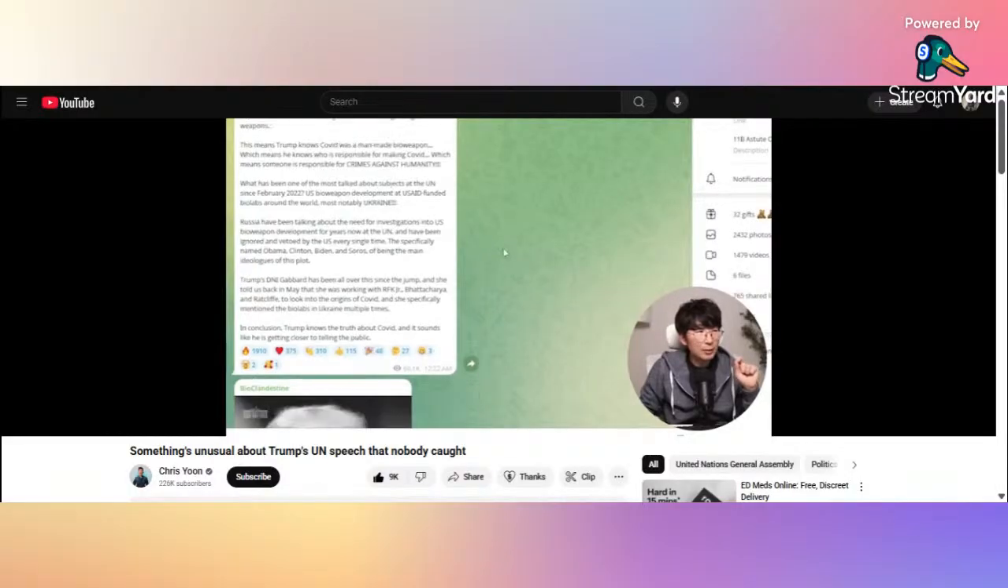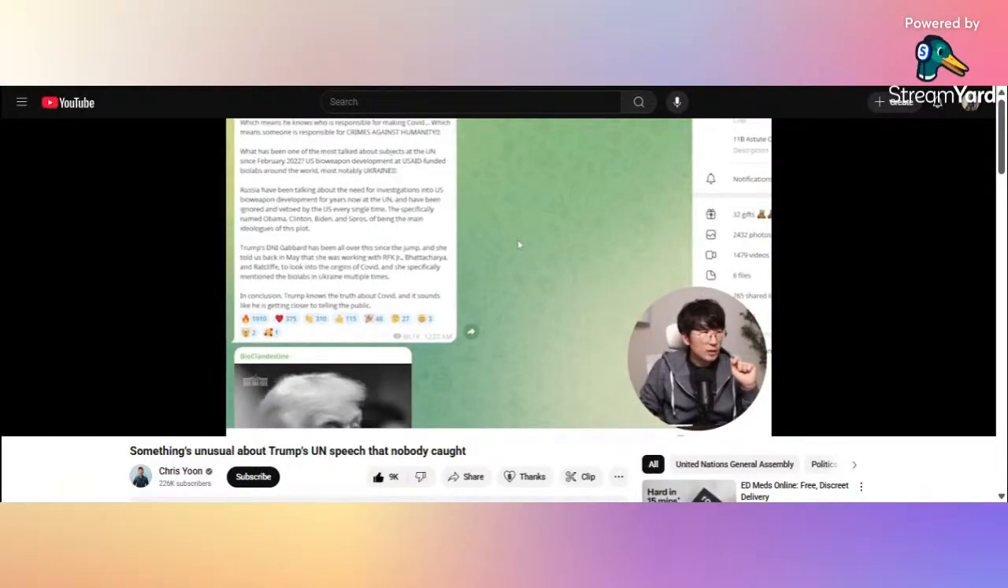Trump's DNI Gabbard has been all over this since the jump, and she has told us back in May that she's been working with RFK Jr., Patachara, and Radcliffe to look into the origins of COVID, and she specifically mentioned the biolabs in Ukraine multiple times. Trump knows the truth about COVID, and it sounds like he's getting closer to telling the public.